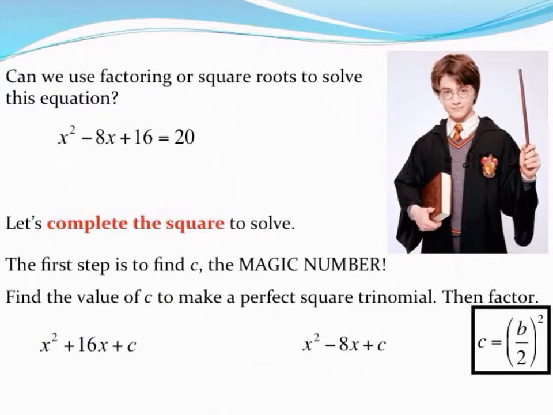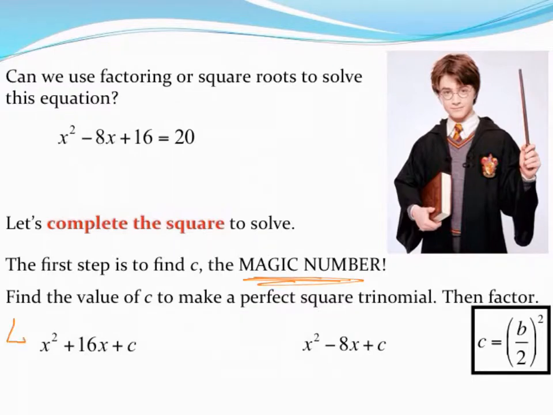Before we begin completing the square, I want to take a little baby step into the process and talk about how to find what I call the magic number, or more technically, we're going to look for a value of c that makes a perfect square trinomial. But doesn't magic number just sound a little more fun?